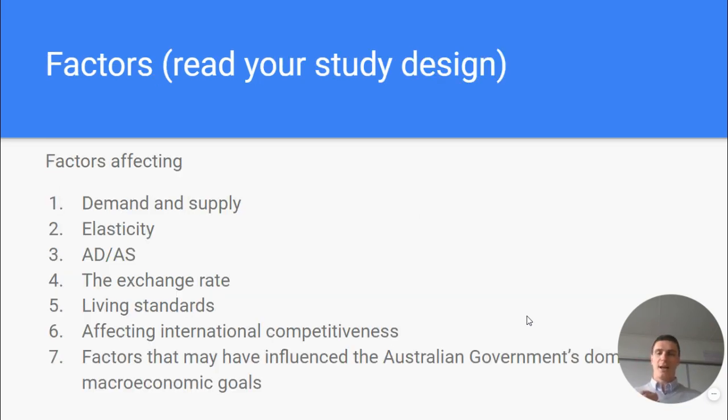Factors are really important. So when you get asked a question about factors, you should be focusing on the factors from your study design. I put this here because it's mostly difficult in this area of study, but you should be talking about the factors that determine demand and supply, the factors that determine elasticity, the factors of AD and AS. We're going to do the factors that determine the exchange rate. So when you get asked about a factor, it has to be something from your study design. You can't make it up.